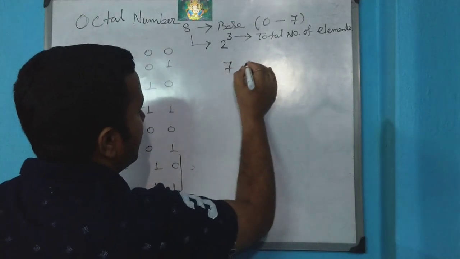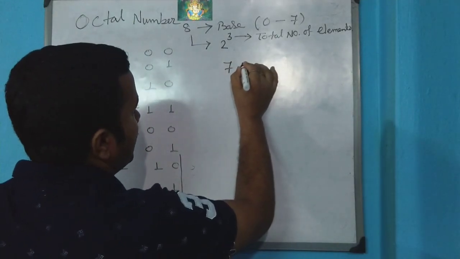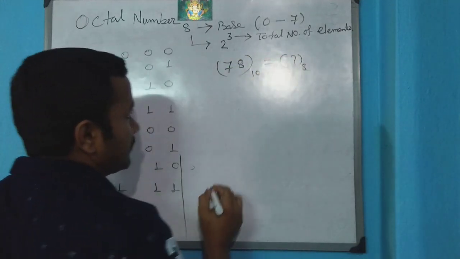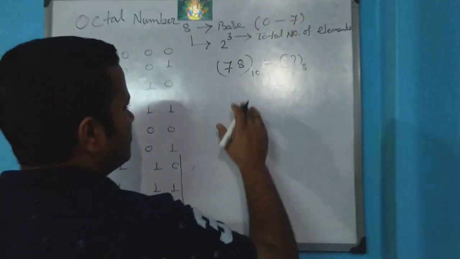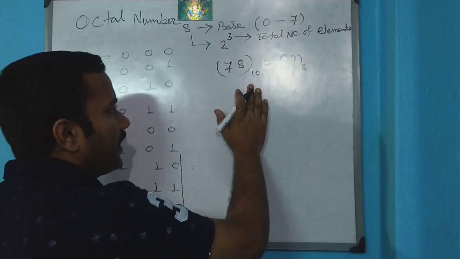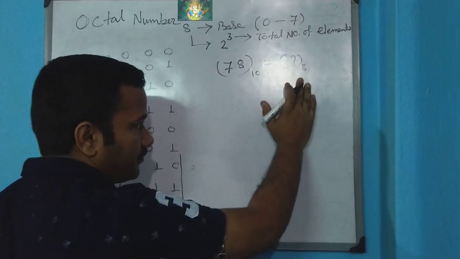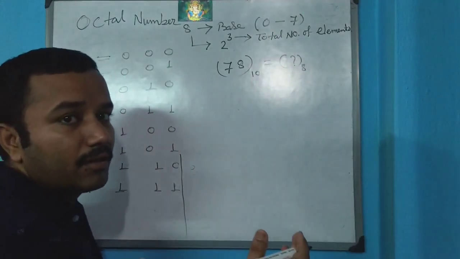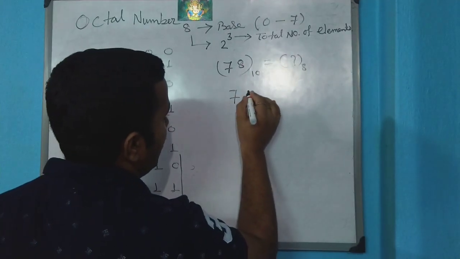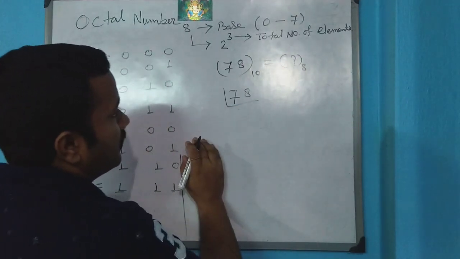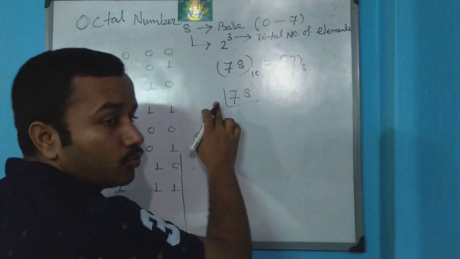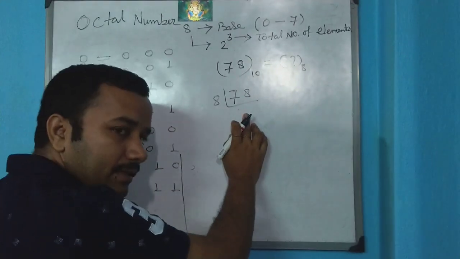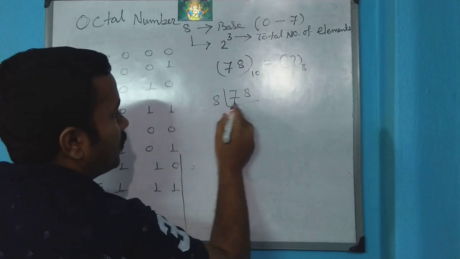Suppose 78 decimal, and we want octal, base 8. Now for converting from a decimal number to any base, whether binary, octal, or hexadecimal, always follow the same rules. If we are converting to base 2, then divide by 2. If base 8, then divide by 8. If base 16, then divide by 16. The same process.